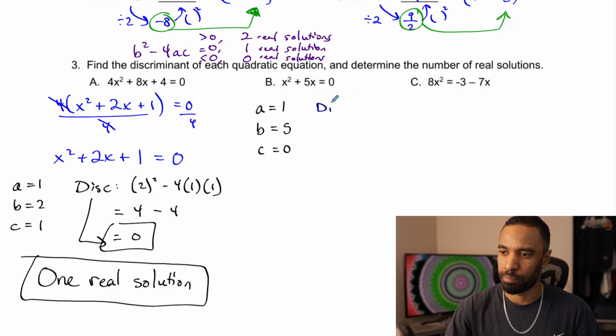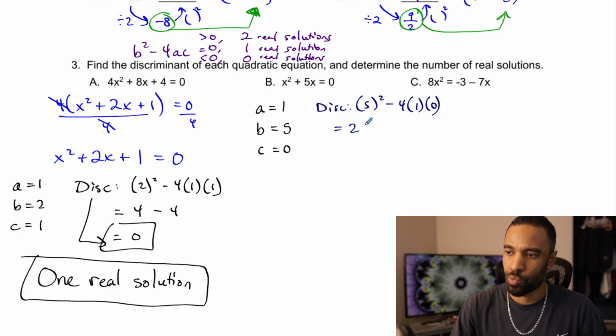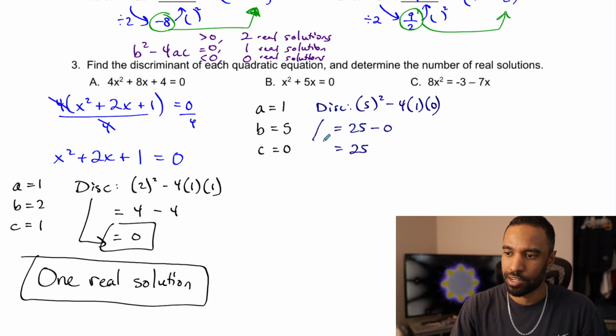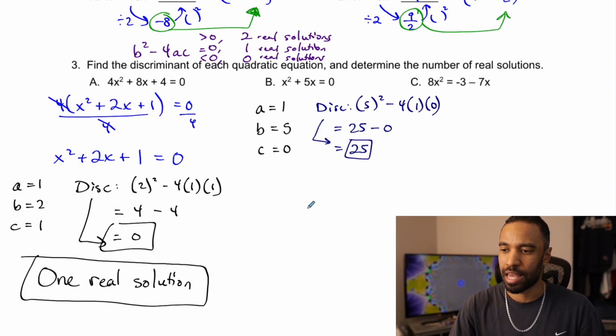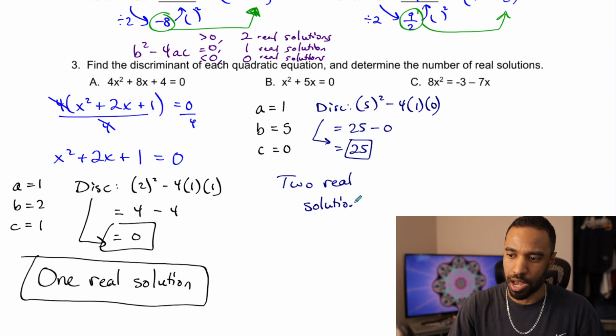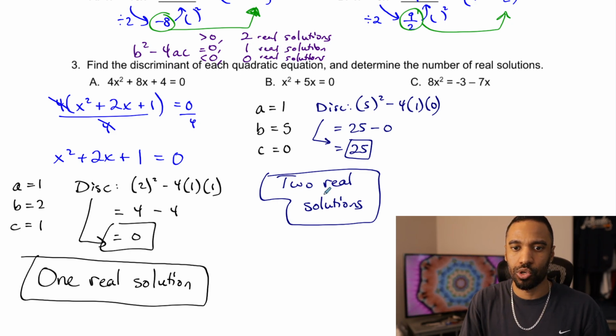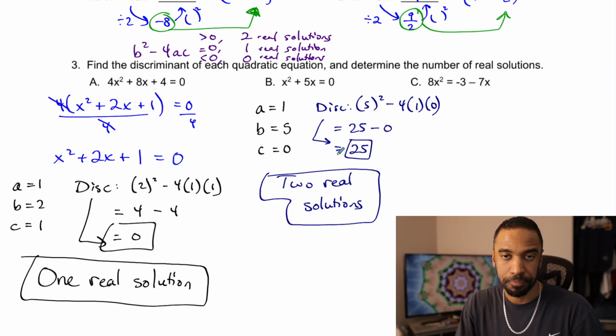That discriminant will be b squared minus 4ac. That's 25 minus 0. That becomes 25. The discriminant there is 25. That means it's a positive number. That means there are 2 real solutions. I spelled it out again. Up top I did not, because I wanted to show the 2, 1, and 0 as actual numbers. 2, 1, 0. 2 real solutions for a positive discriminant.